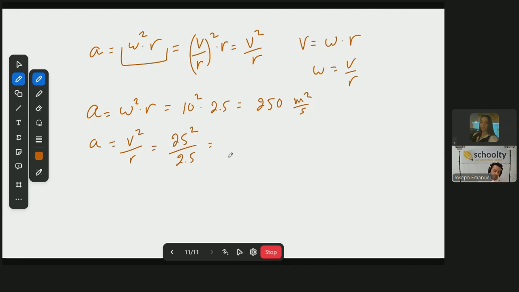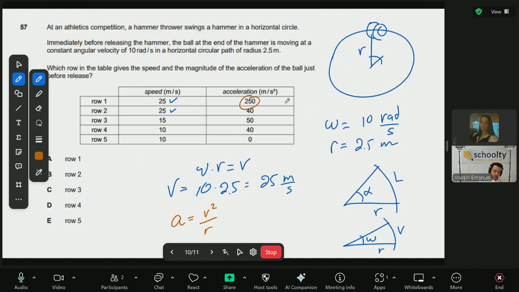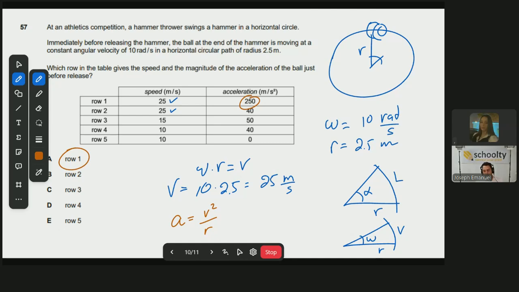Here you need to calculate 25 squared. It's 625. 625 divided by 2.5. Looks like 250. The same answer. So you have 250. The answer is A. Okay.